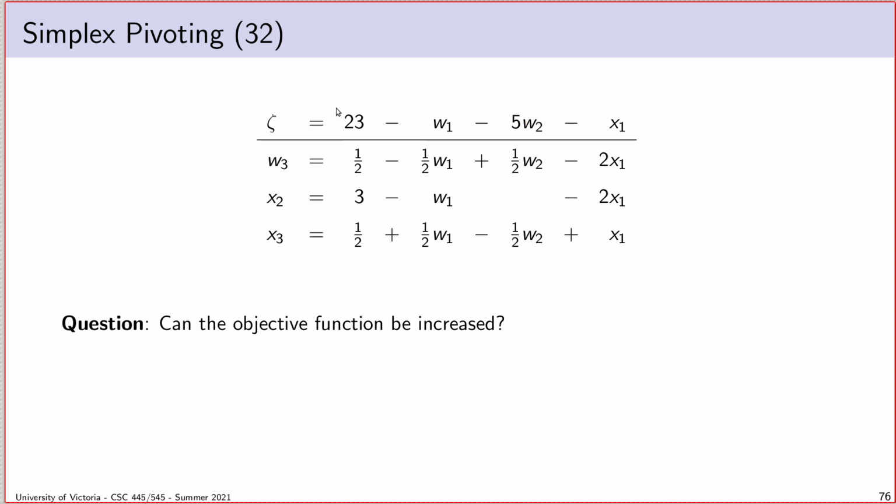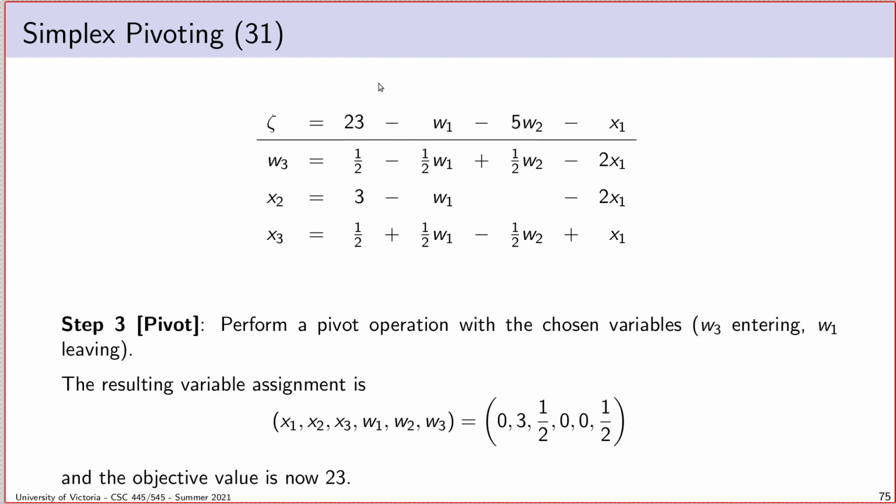And remember that this is an equivalent expression of my objective function. This expression, the equation 23 minus W1 minus 5W2 minus X1, is equally valid to the expression at the very beginning for the objective function. If I notice that there is literally no way to make this any larger without leaving all of my variables at 0, then I'm done. This is the best objective value I can get, and further, this is the assignment of variables that gives me that objective value.